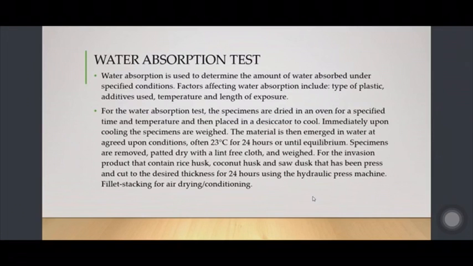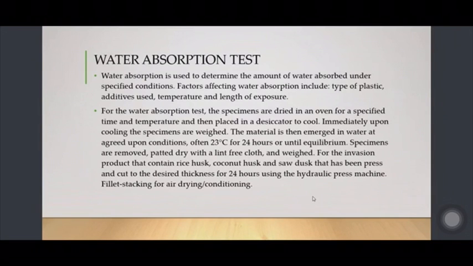For the water absorption test, the specimens are dried in an oven for a specific time and temperature and then placed in a desiccator to cool. Immediately upon cooling, the specimens are weighed. The material is then immersed in water at agreed upon condition, often 23 Celsius for 24 hours or until equilibrium. Specimens are removed, patted dry with a lint-free cloth and weighed.